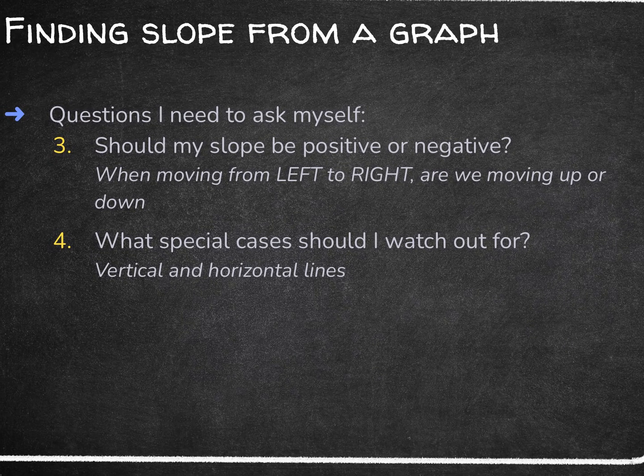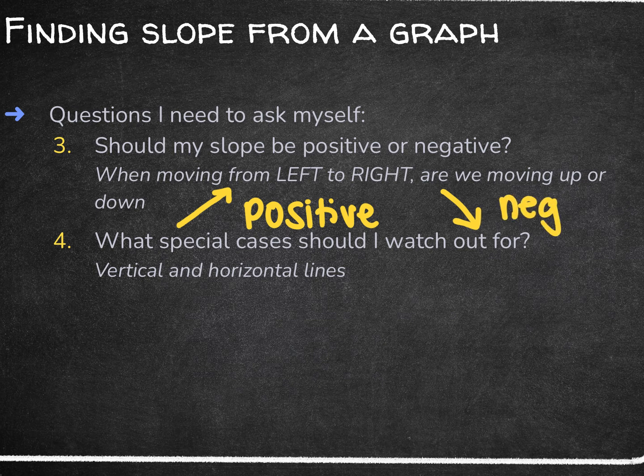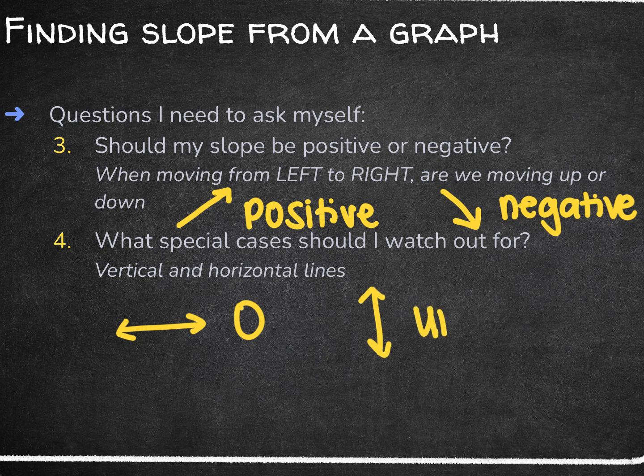If your slope is moving up from left to right, then your slope is going to be positive. If your slope is moving down, or your line is moving down from left to right, your slope is negative. Remember your special cases. If my line is straight side to side, my slope is 0. If my line is straight up and down, my slope is undefined.